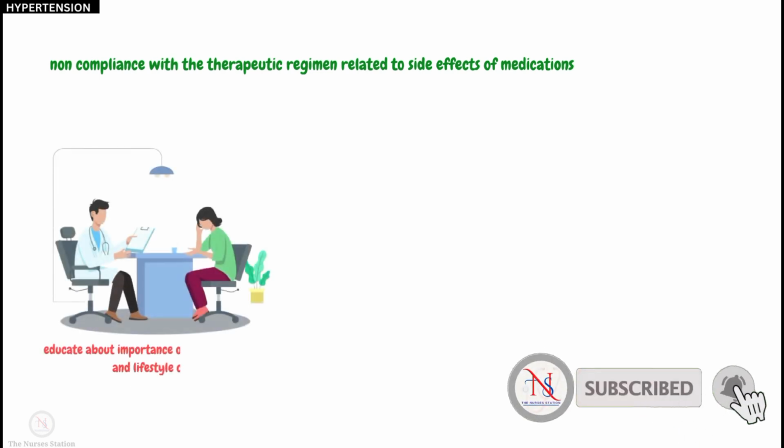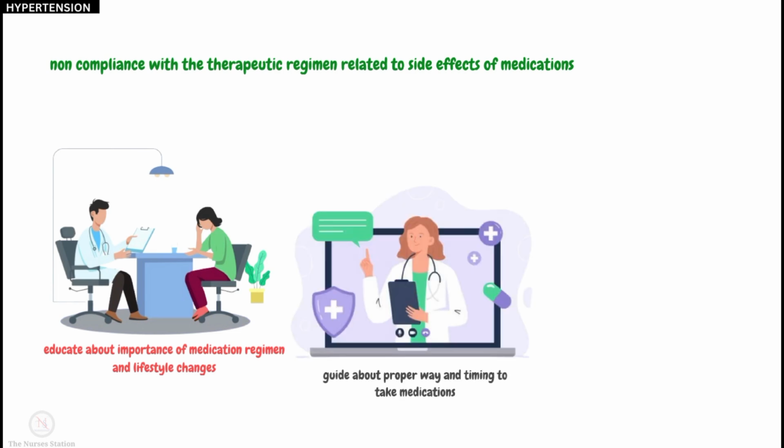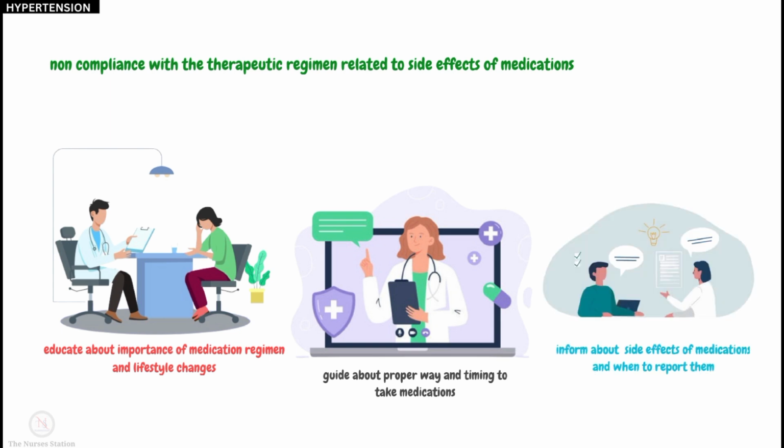The next nursing diagnosis is non-compliance with the therapeutic regimen related to side effects of prescribed medications. The nursing interventions include educating patients about the importance of following medication regimen and lifestyle modifications to manage blood pressure. Guide the patient about the proper way and timing of taking medications. Inform the patient about possible side effects of prescribed medications and when to report them.